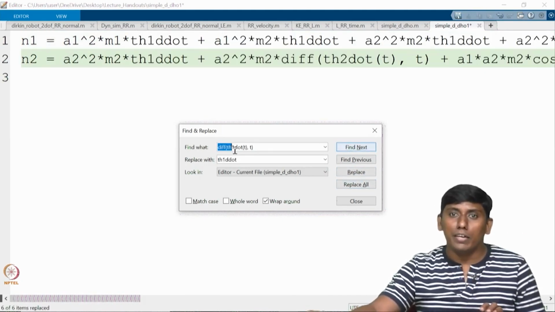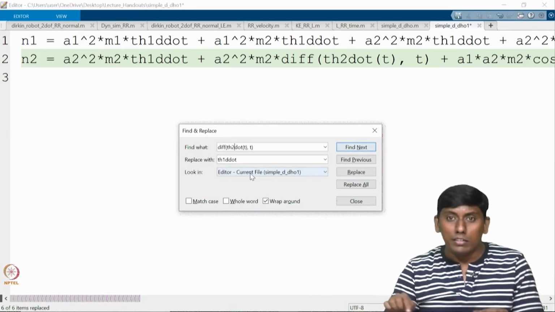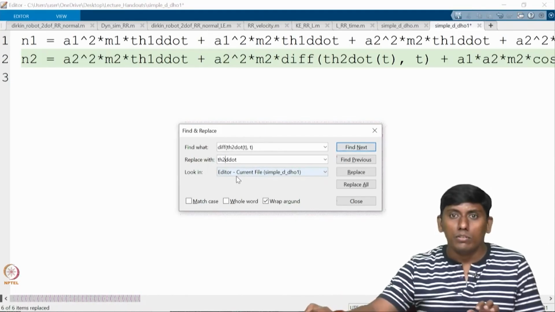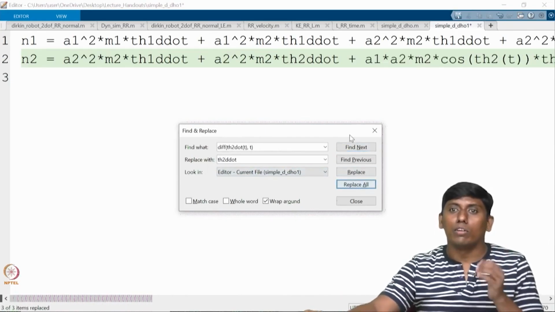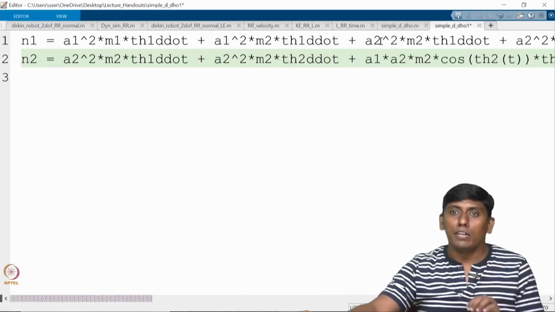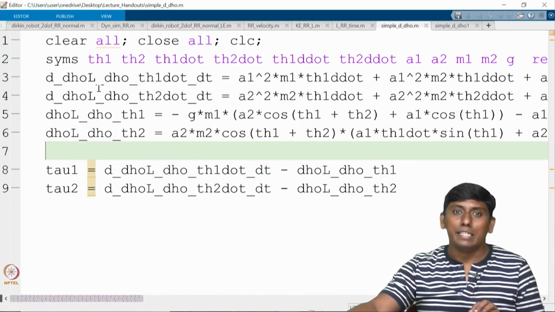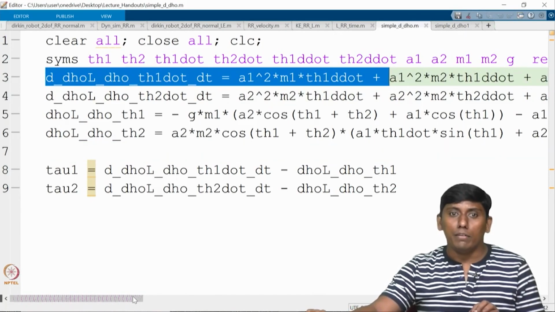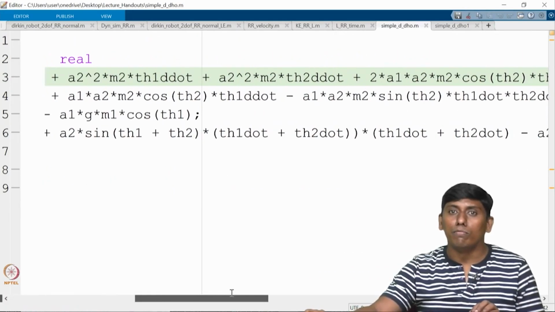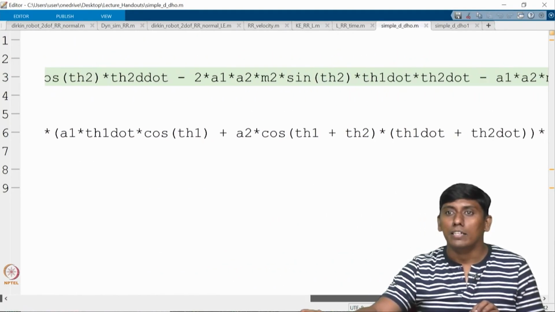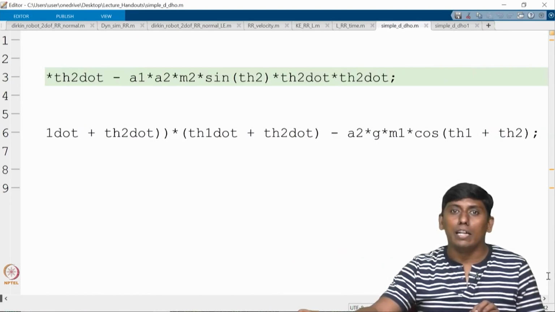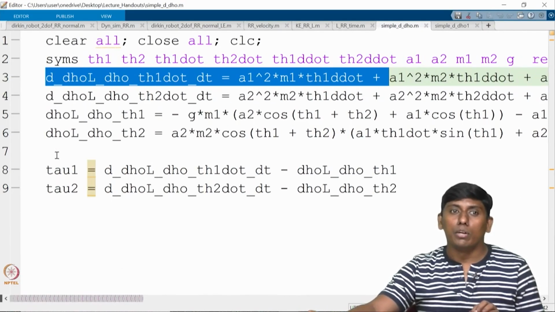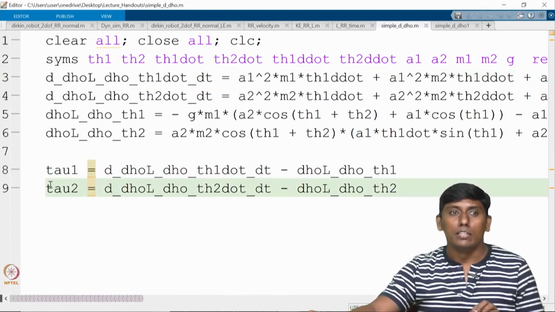So now, in a similar way, I can modify this theta 2 double dot into this form. Now you can see that all of these are modified. This modification I have already done, and you can see this time differentiation is already modified. If you look here, there is no function of time anywhere, even till the end; there is no time-dependent variable. So now you can take tau 1 and tau 2 in this form.